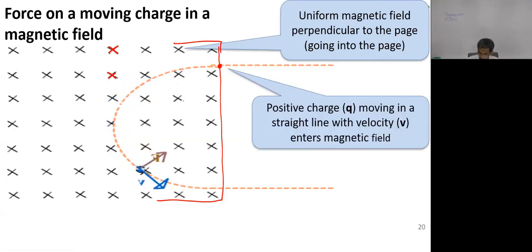A positive charge moving in a straight line with velocity v enters the magnetic field. And you can use the left-hand rule once again to determine the direction of the force. So this executes a semicircular path. As long as it is in the magnetic field, its direction is constantly changing. Where it leaves the magnetic field here, it begins to move in a straight path once again. This one again is an application of Fleming's left-hand rule. You can use that to determine the direction of the force.